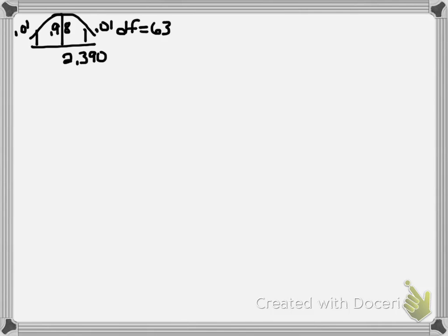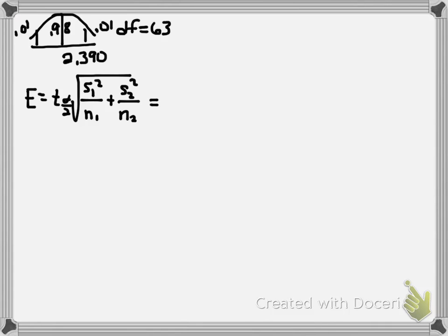Now we can find the margin of error. The formula for the margin of error is the critical value times the square root of the first standard deviation squared divided by the first sample size plus the second standard deviation squared divided by the second sample size. Let's substitute in the numbers.